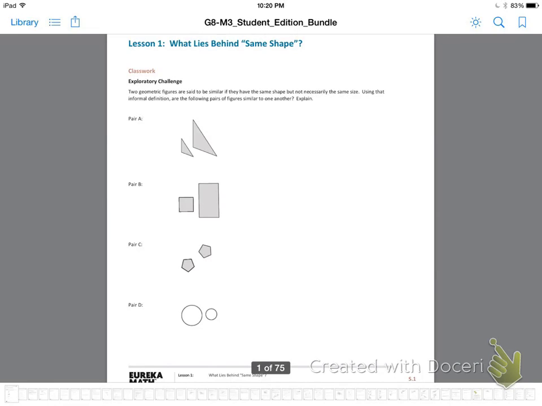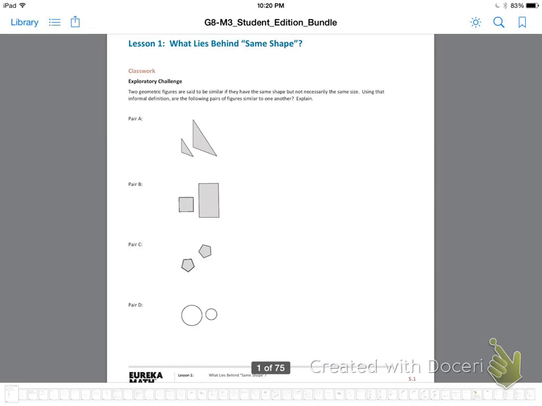Find the first page of lesson 1, the classwork, and you'll see these images. This is an exploratory challenge. I'll introduce it to you, and then I'll have you pause the video and work on that, and then you can start the video again. What this says is that two geometric figures are said to be similar if they have the same shape, but not necessarily the same size. Using the informal definition, are the following pairs of figures similar to one another? And it says explain, so just a brief explanation as to what you're seeing.